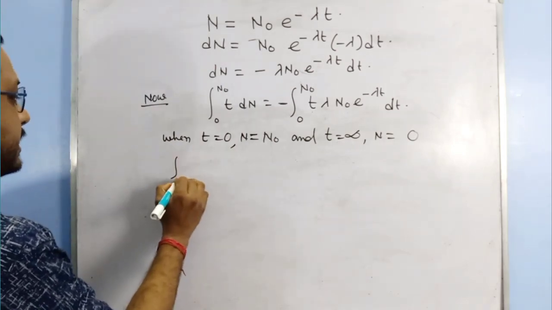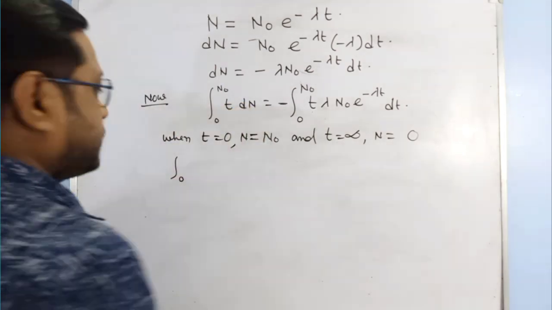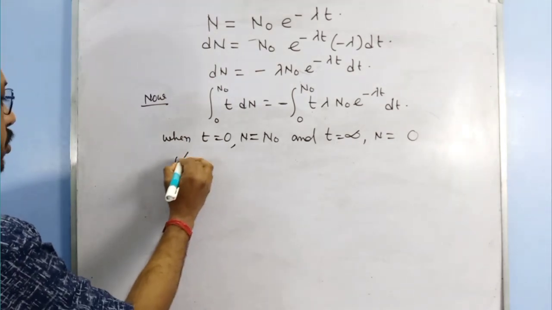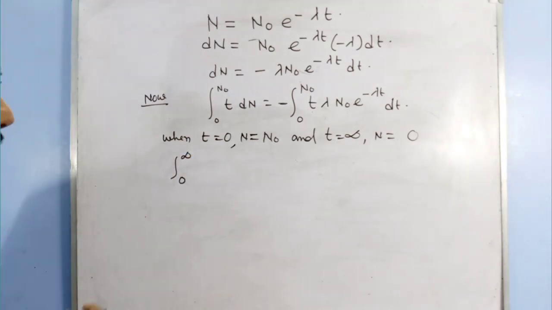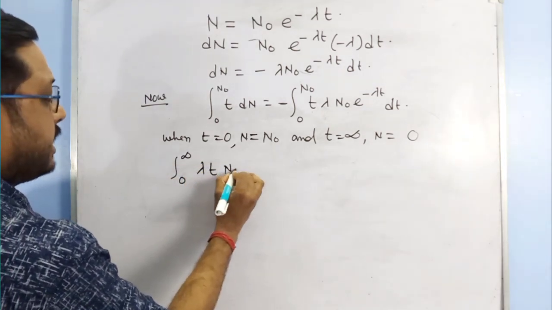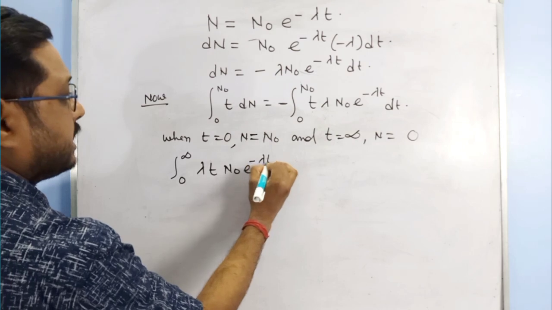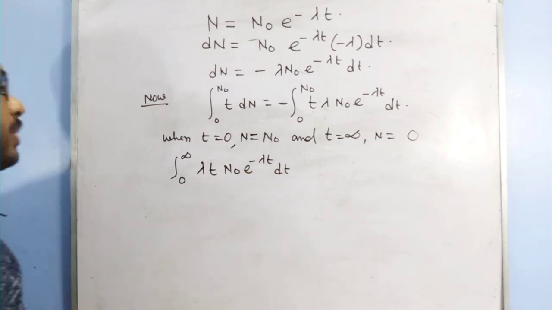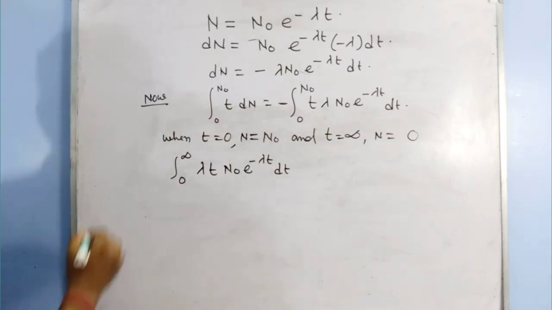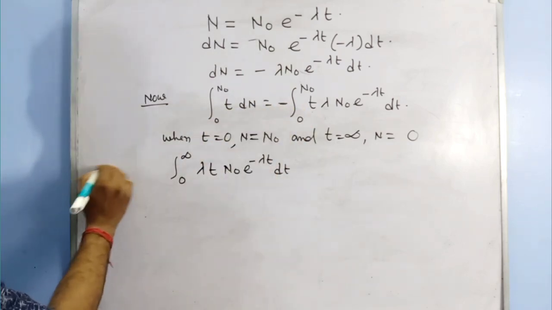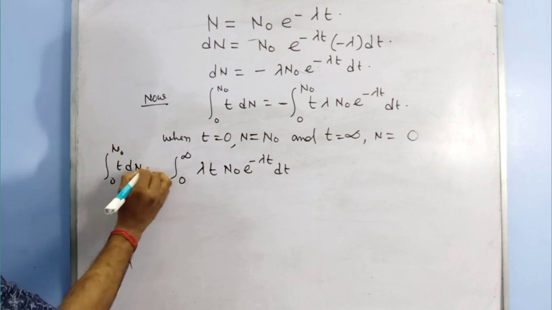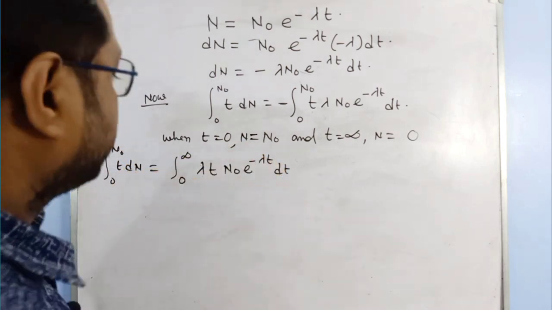So, the integral from 0 to N0 of t dN becomes the integral from 0 to infinity of lambda t N0 e to the power minus lambda t dt. We can neglect the negative sign here. So, the integral from 0 to N0 of t dN is equal to this factor.